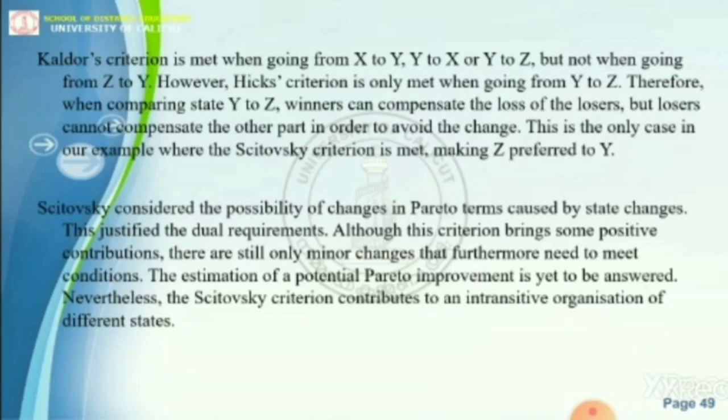Therefore, when comparing state y to z, winners can compensate the losses of the losers, but the losers cannot compensate the other party in order to avoid the change. This is the only case in our example where the Scitovsky criterion is met, making z preferred to y. So Scitovsky considered the possibility of changes in Pareto terms caused by state changes. This justified the dual requirements.